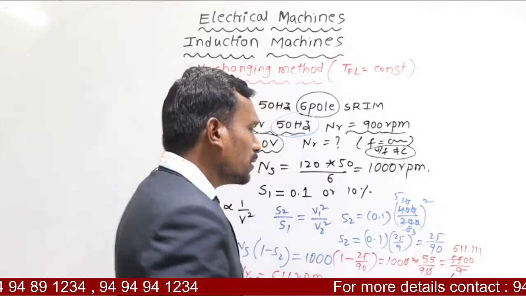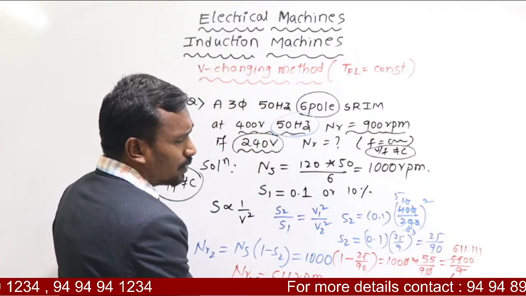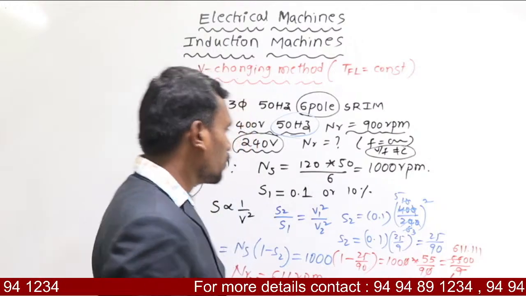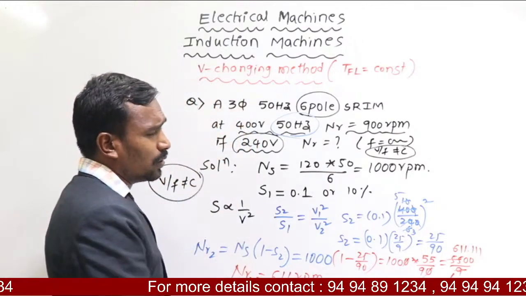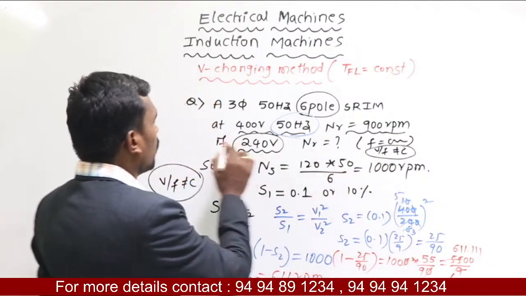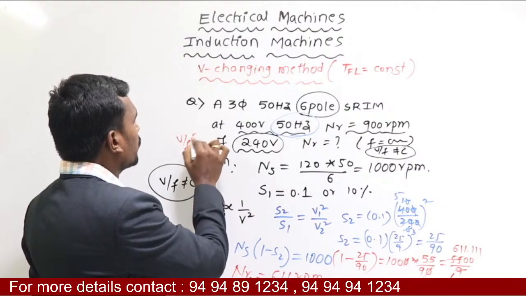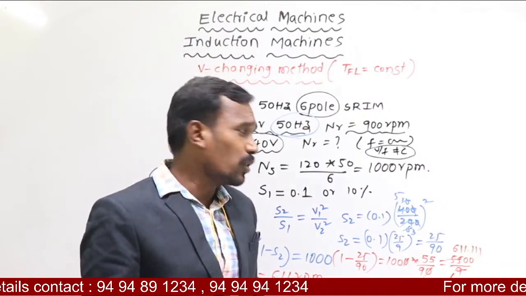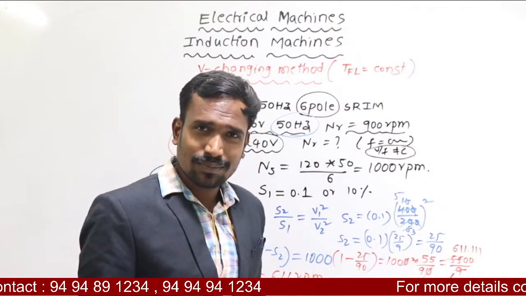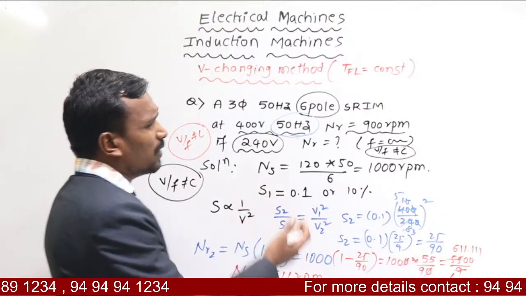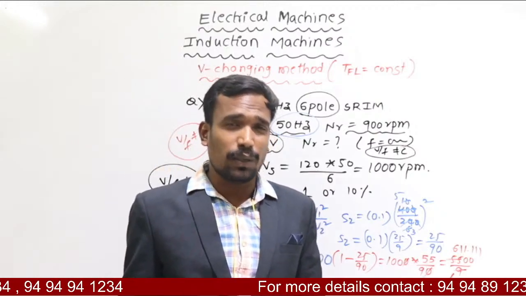Okay, so simply this is a problem for our induction machine speed control. Based on this, they may ask you a question. Here you have to observe that V by F ratio is not constant. You have to observe that thing. Right? Okay. Then let's go for the V by F ratio constant problem.